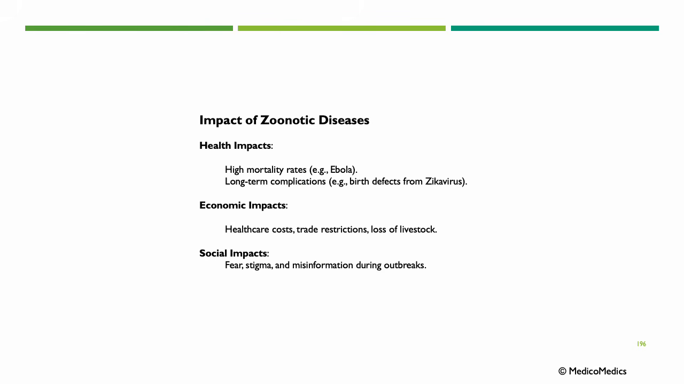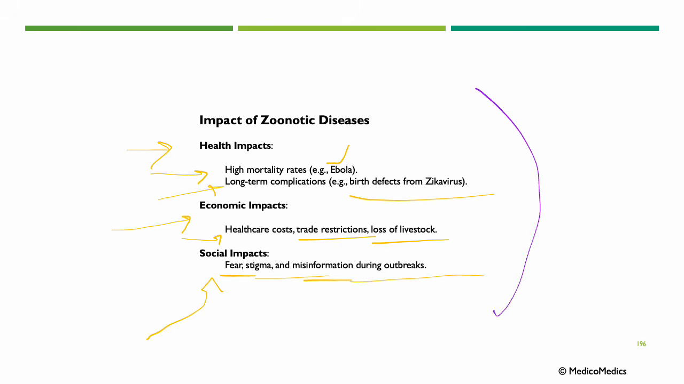Now to some impacts of zoonotic diseases. Health impacts include high mortality rates, for example, in Ebola, and long-term complications like birth defects from the Zika virus. Economic impacts: healthcare costs, trade restrictions, loss of livestock, etc. And social impacts: fear, stigma, misinformation during outbreaks. So zoonotic diseases don't just affect our health, they actually disrupt economies, create fear, and spread misinformation, especially during pandemics.